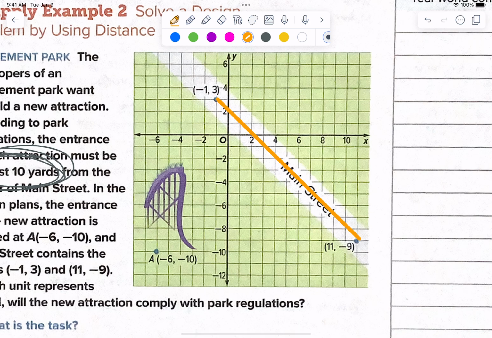I want to draw a line from here to the main street, but I'm not going to draw it here or there. I'm going to draw it straight so that it's at a 90-degree angle. Do you see that? I want it perfectly perpendicular, at a 90-degree angle.